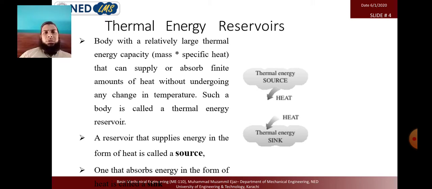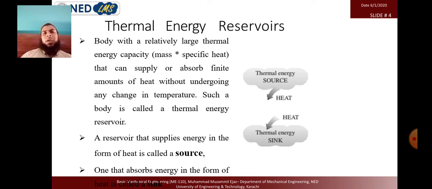Thermal energy reservoir: a body with relatively large thermal energy capacity that can supply or absorb a finite amount of heat without undergoing any change in temperature is called a thermal energy reservoir. For example, we have a heat sink like a river, like a sea. The mass is so big that it can absorb all kinds of energy without increasing its own temperature, hypothetically. So we can consider it as a reservoir for a heat sink.